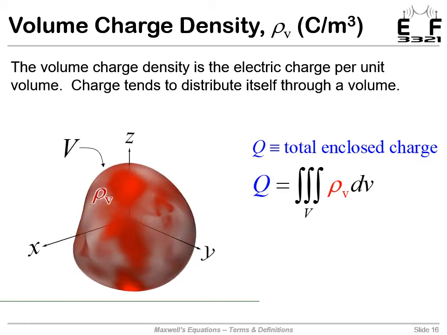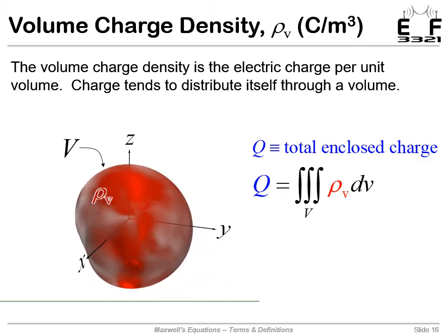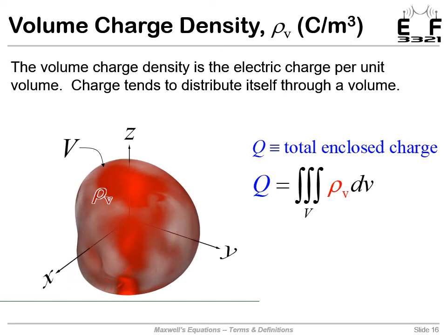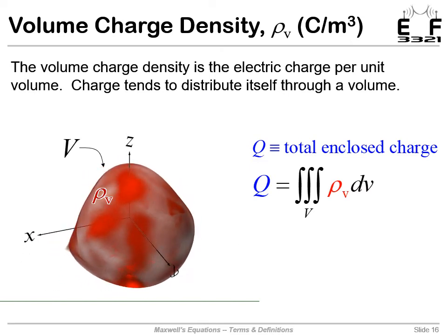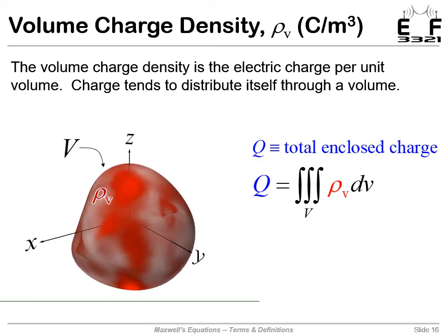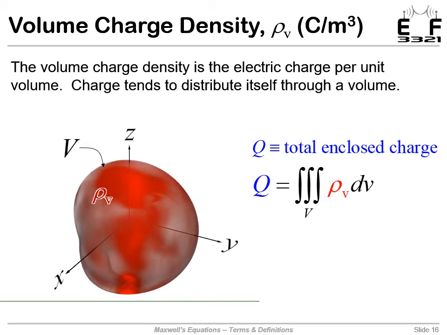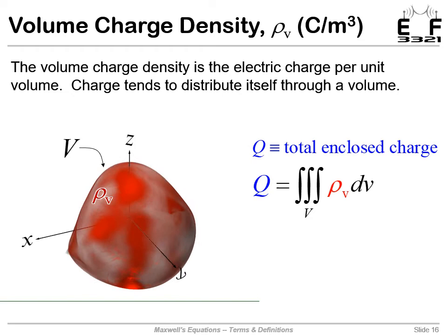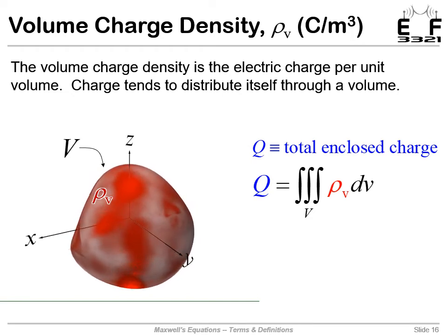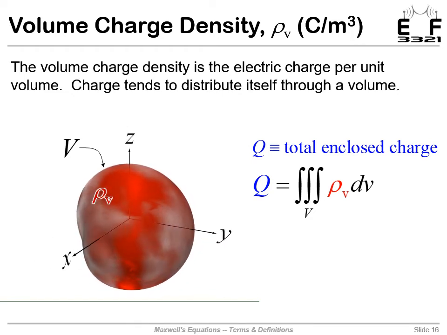We have the volume charge density. That's rho sub V, the V meaning it's a volumetric term. It's the volume charge density. This has units of coulombs per cubic meter. Coulombs is charge, and of course a cubic meter is volume. How much charge per volume? That's our volume charge density.